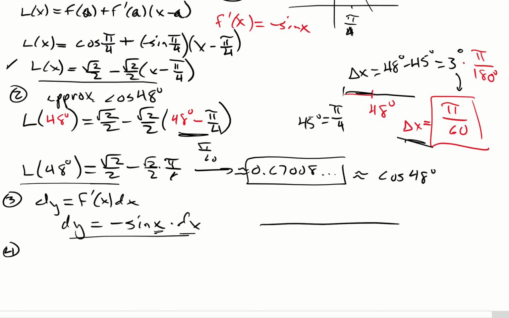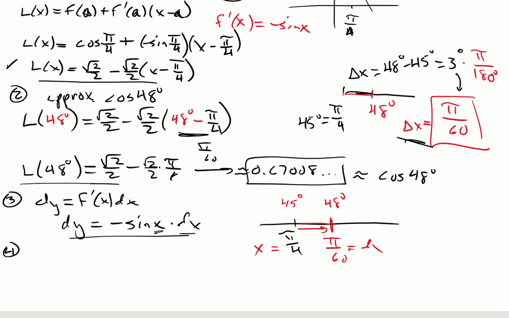Well, here's the number line. Here we are at pi over 4, and then we jumped a little bit farther. I know this is 45 degrees and this is 48 degrees, but the jump that we made is pi over 60. This is going to play the role of x, and this is going to play the role of dx. We start here and we move a little. So what this differential is doing is telling us the change along the tangent line.